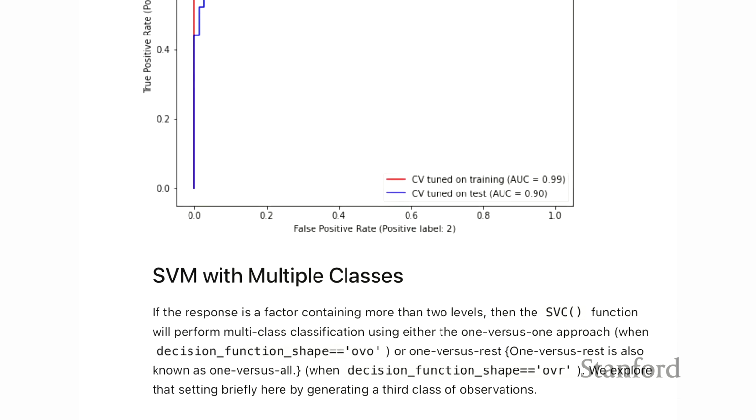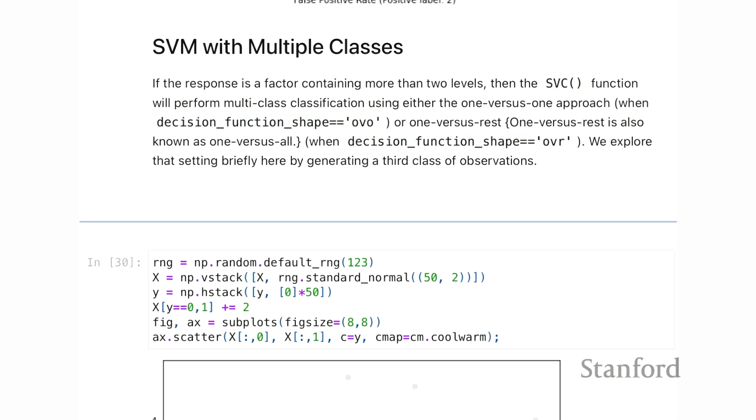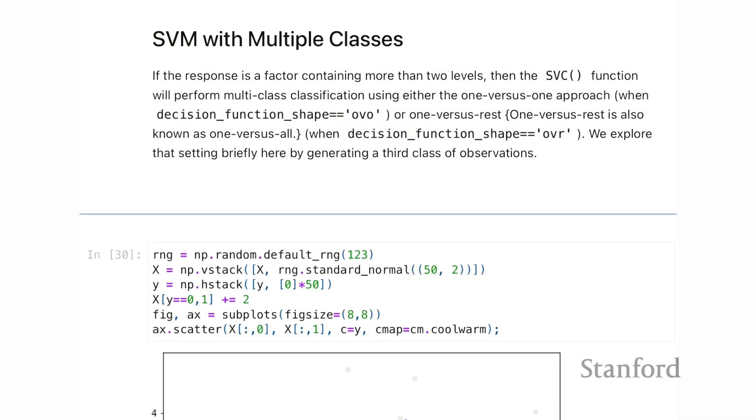Okay, so that about wraps up what we're going to discuss today. There's another topic in the lab that is a support vector machine with multiple classes that we encourage you to do offline.